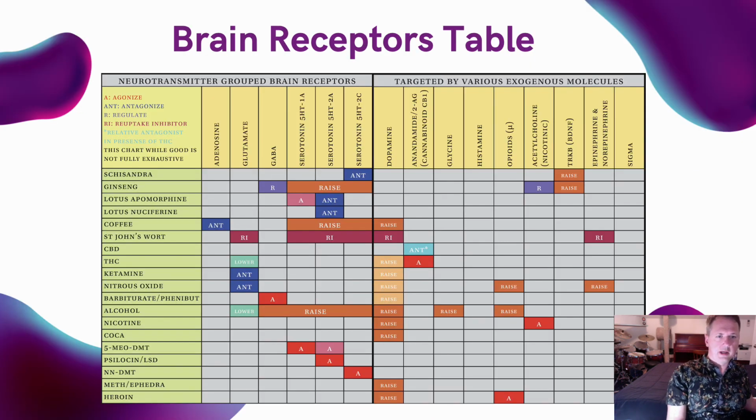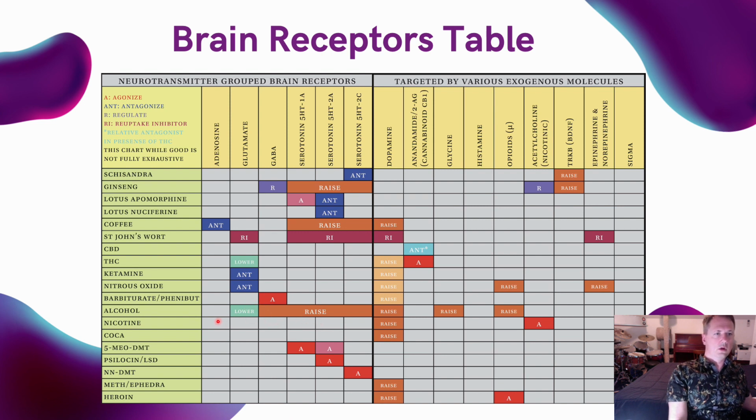This is a chart I made. It is showing you endogenous ligands or neurotransmitters and the receptors that they tend to plug into, compared against exogenous molecules, things like coffee. If you were to ingest caffeine, it is going to antagonize the receptors for adenosine. Or if you drink alcohol, you raise the amount of GABA, you lower the amount of glutamate.